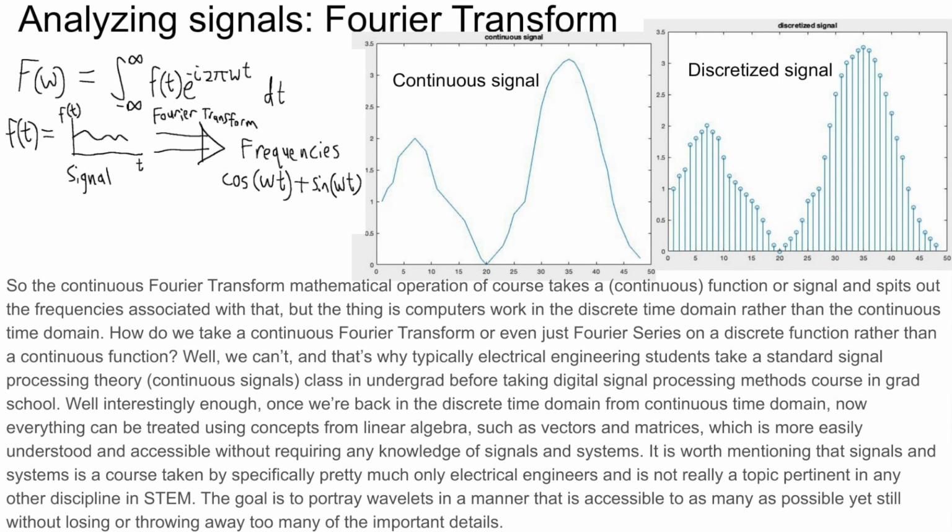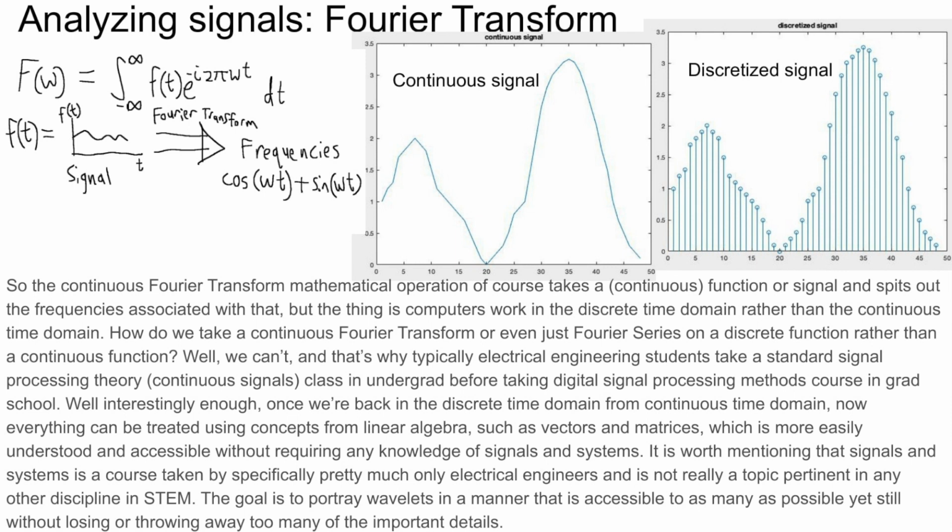Well, interestingly enough, once we're back in the discrete time domain from the continuous time domain, now everything can be treated using concepts from linear algebra, such as vectors and matrices, which is more easily understood and accessible without requiring any knowledge of signals and systems. It is worth mentioning that signals and systems is a course taken by pretty much only electrical engineers and is not really a topic pertinent in any other discipline in STEM.